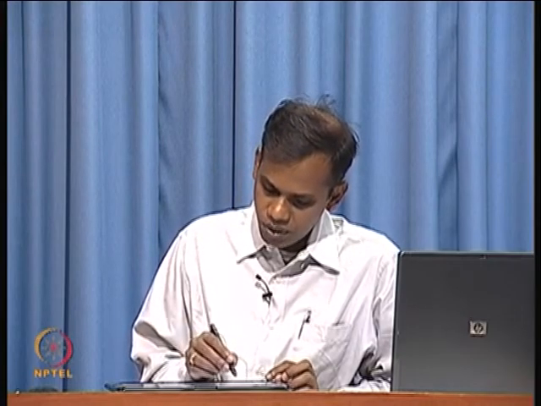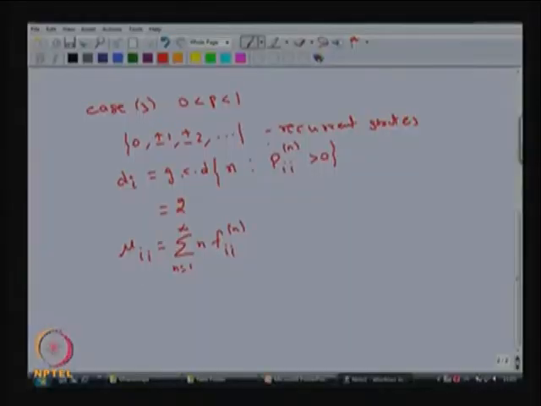Since the state space is 0, plus or minus 1, plus or minus 2 and so on, and all the states are recurrent, they will form one closed communicating class. All the states are communicating with each other. Therefore, you will end up having only one closed communicating class, which is the same as the state space. Therefore, this is going to be an irreducible Markov chain.